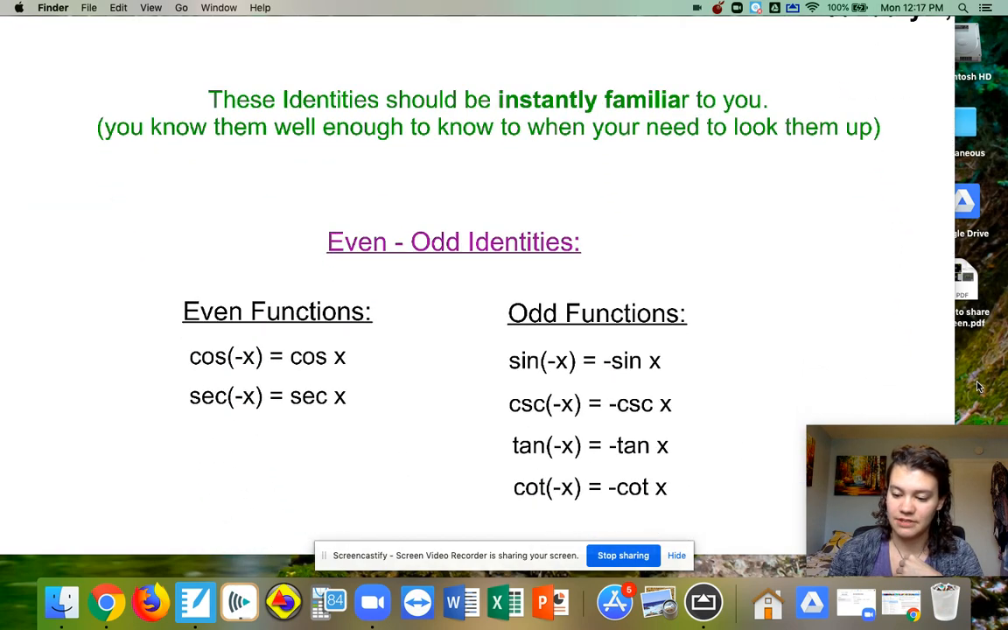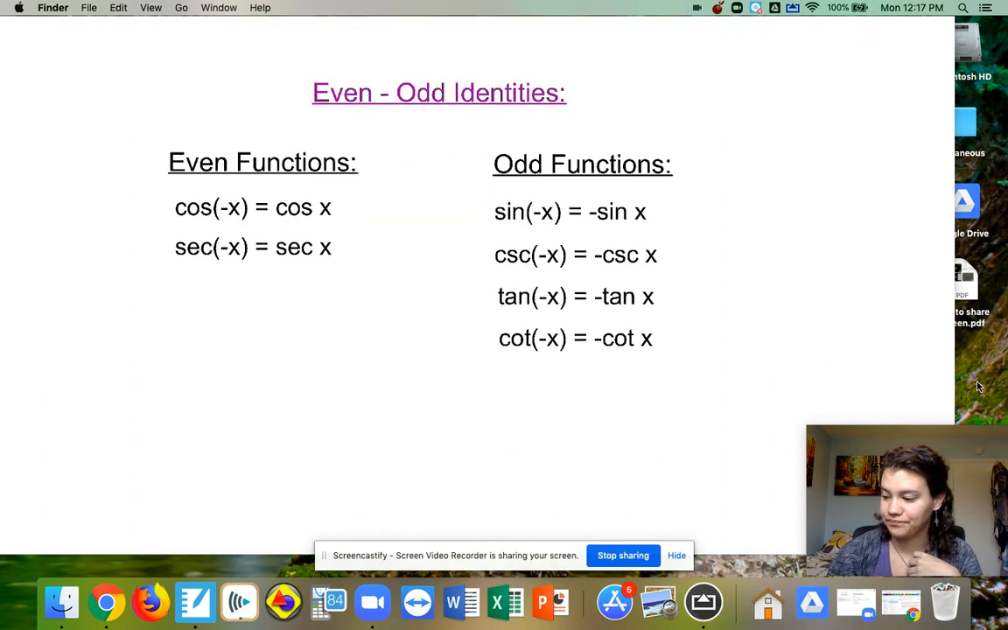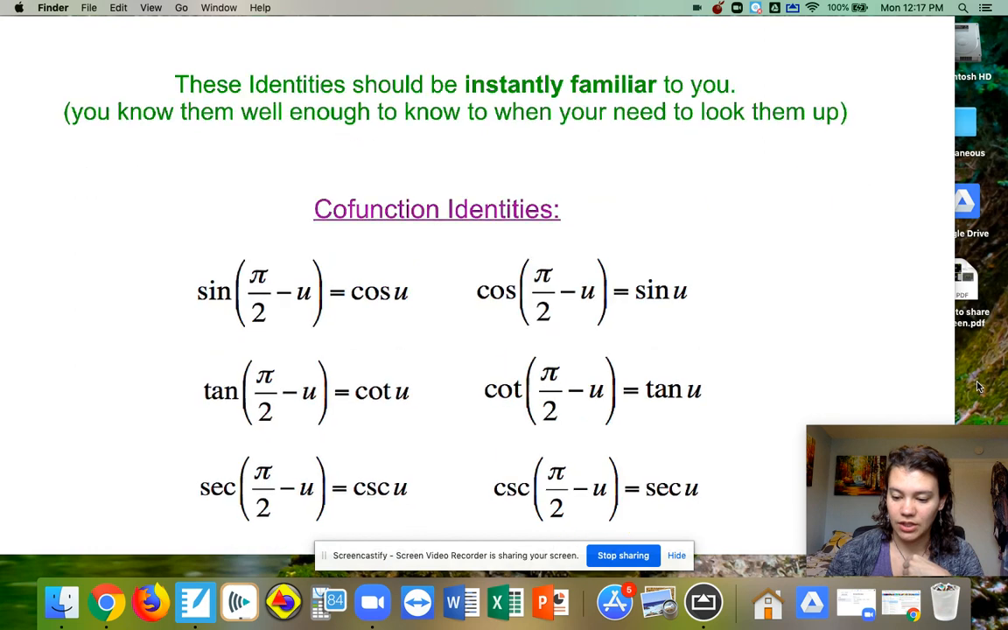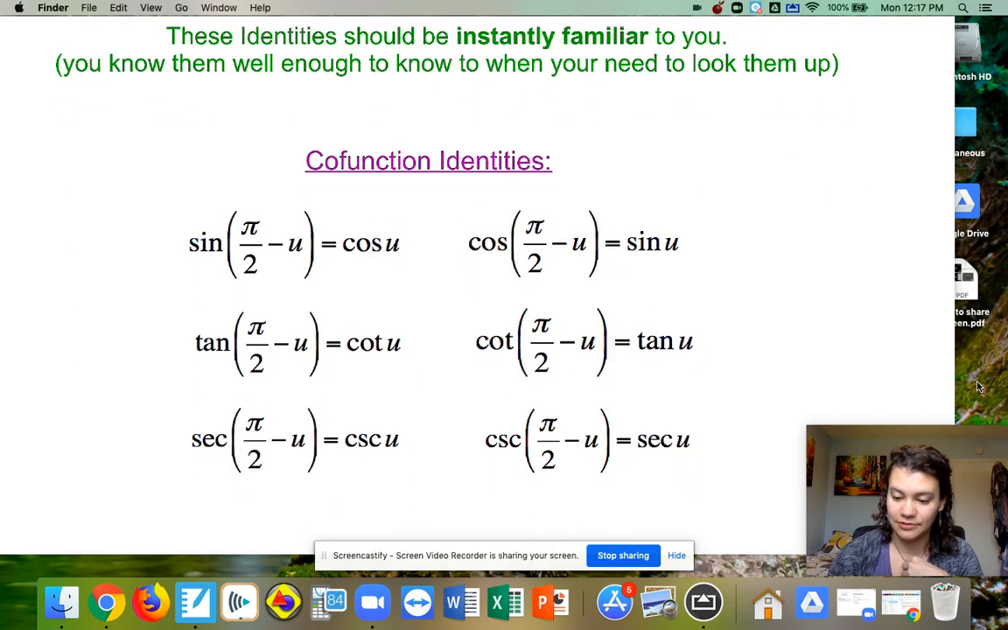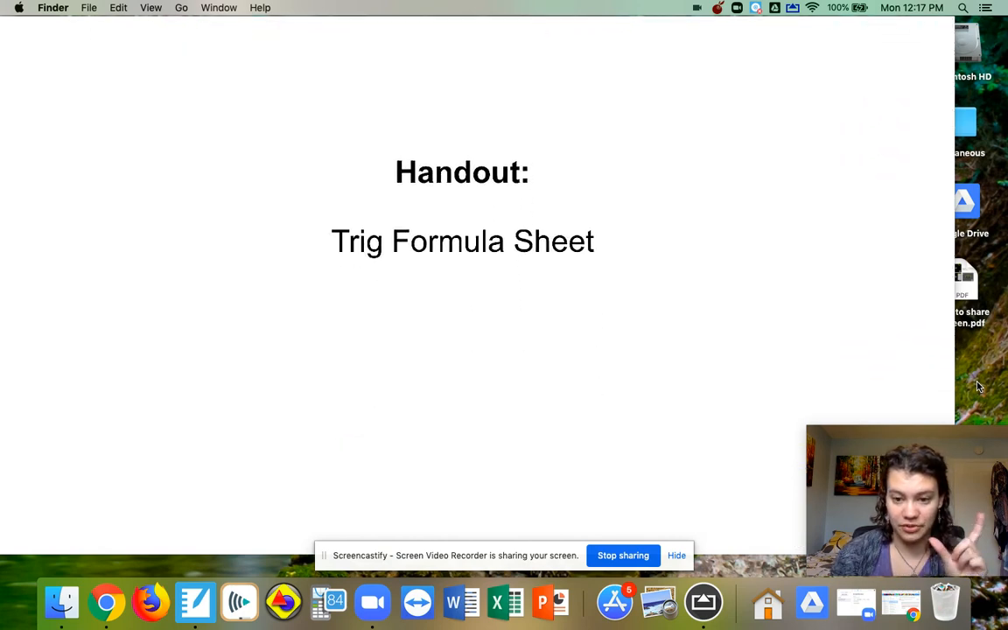Even odd, this is the same idea. You want to be able to recognize these and decide when you want to use them, but you don't have to memorize them. Cofunction, same idea here. You want to be able to recognize them, be like, oh, that looks familiar, I think I've seen that before, and go look it up on your trig identity sheet, but you don't need to memorize these identities. All right, so that formula sheet, that's what I showed you with all the different stuff on it. Right now we're just using the top chunk of things.